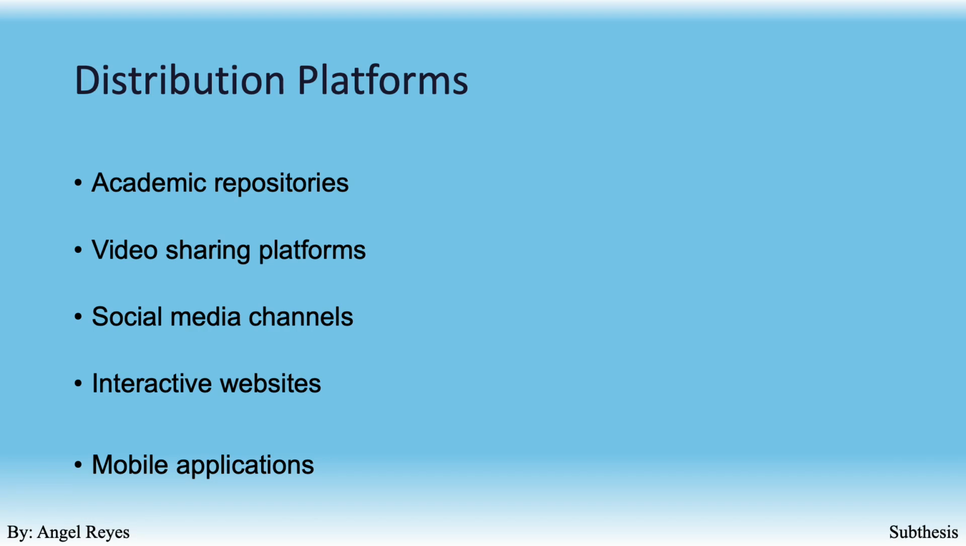Various platforms offer different advantages for sharing research stories with target audiences. Academic repositories like Figshare, Zenodo, or institutional repositories provide permanent homes for research stories with proper citation capabilities and connections to scholarly outputs. Video sharing platforms including YouTube, Vimeo, or TikTok offer broad reach and established viewing interfaces, but with varying levels of control over presentation and audience targeting.